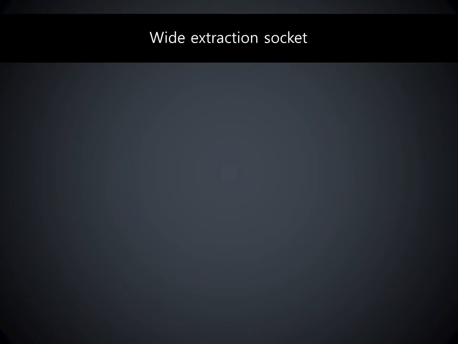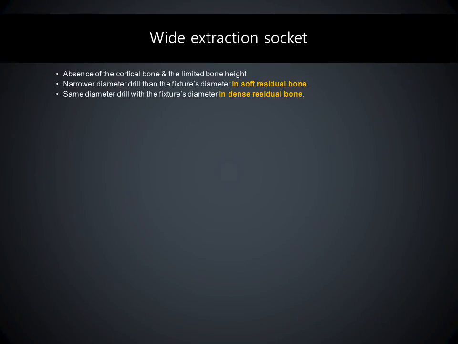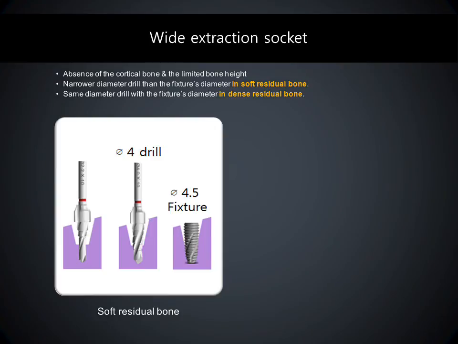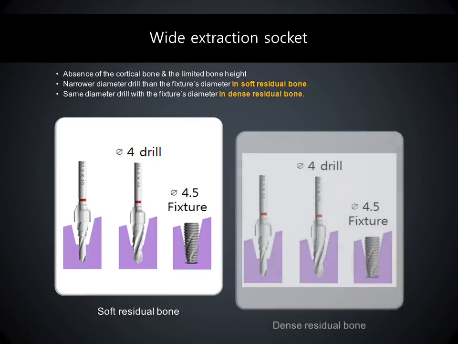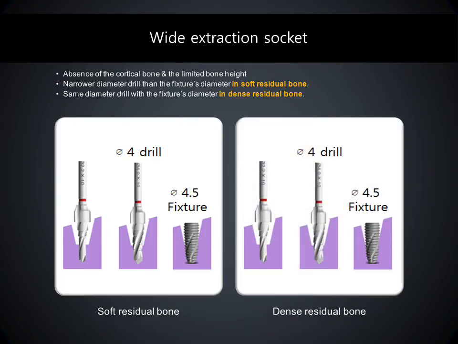In a wide extraction socket, it is difficult for the implant to be fixed in the sponge bone due to the absence of cortical bone. For firm fixation of the fixture, the final drill could be a narrower diameter than the fixture's diameter. In dense residual bone, the final drill of the fixture could be used.